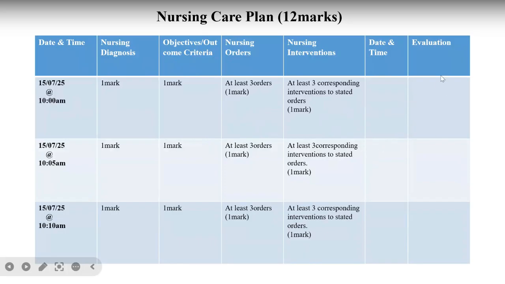Is that okay? Good. There is nothing like date and time and evaluation. In the nursing care plan licensing exams, we only have evaluation. Okay, I'll show you how we write the evaluation when we move on in the nursing care plan.